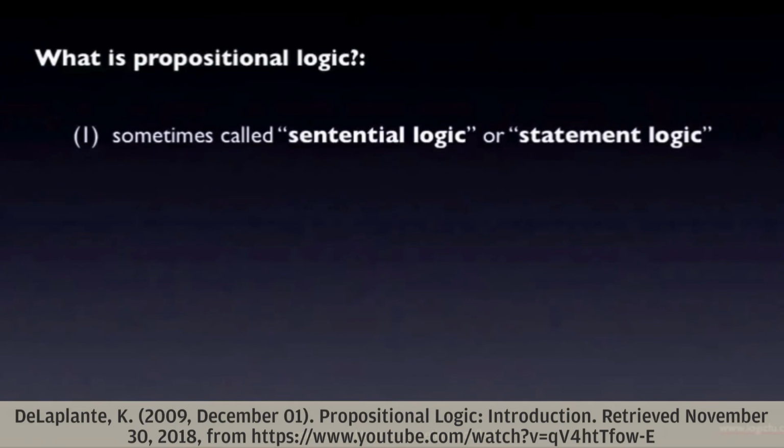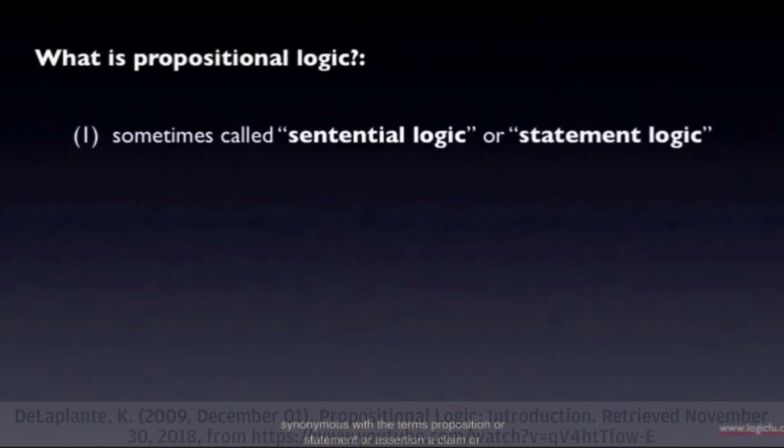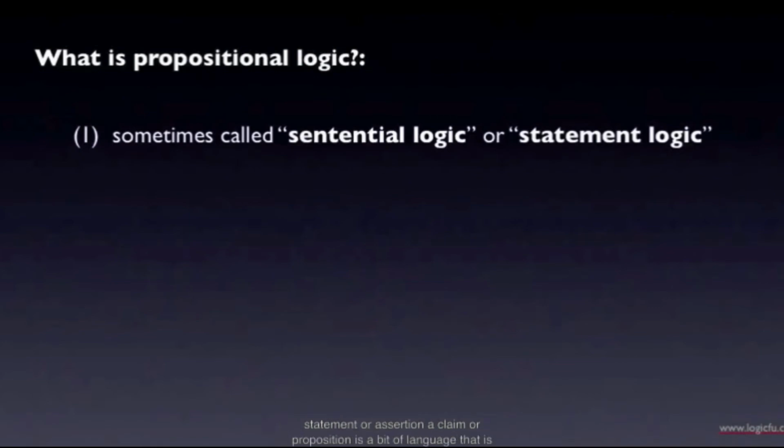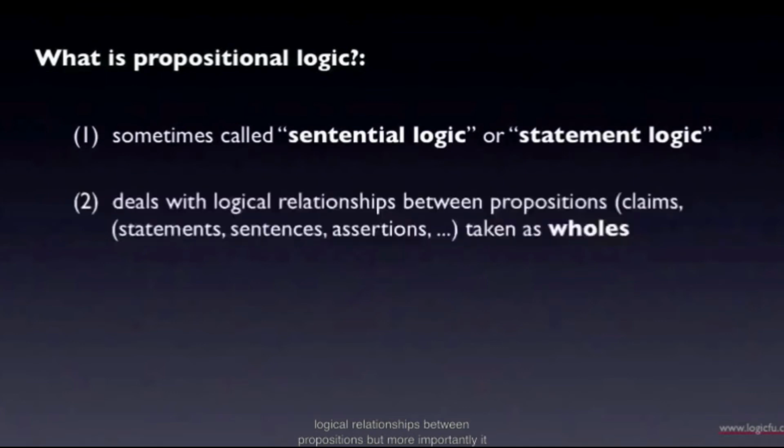Propositional logic is sometimes called sentential logic or statement logic. An argument is a set of claims, and the term claim is synonymous with the terms proposition or statement or assertion. A claim or proposition is a bit of language that has the following defining feature. It's the sort of thing that can be true or false. So propositional logic deals with logical relationships between propositions.